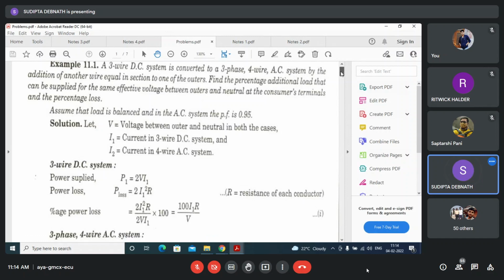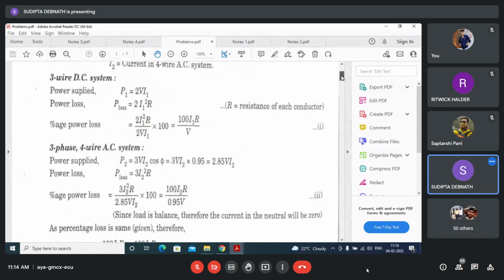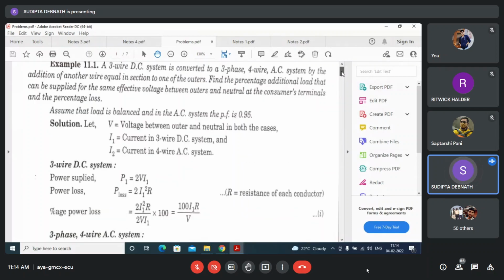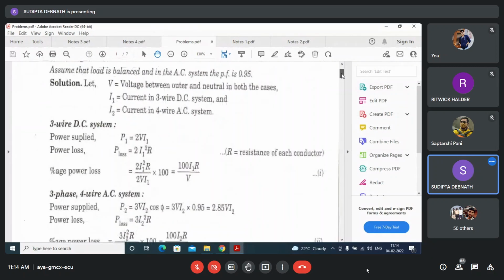Now consider the AC 3-phase 4-wire AC system. In the three-phase 4-wire AC system, the power supplied is 3 V phase. This is V phase, isn't it? Because it is the voltage between the conductor and the earth, between outer and neutral. So it is 3 V I cos phi. V is the RMS voltage given, and cos phi is given as 0.95.